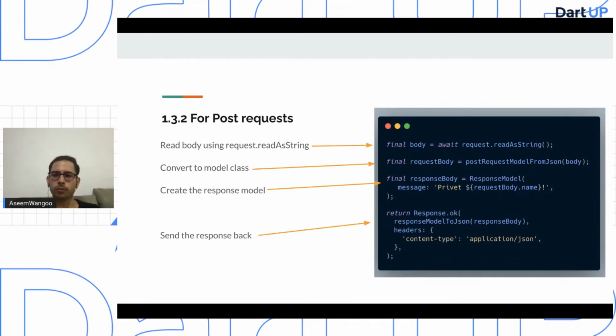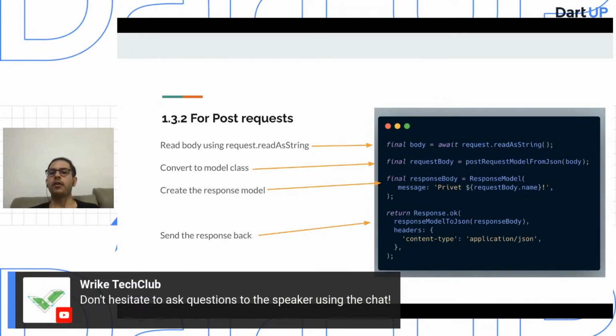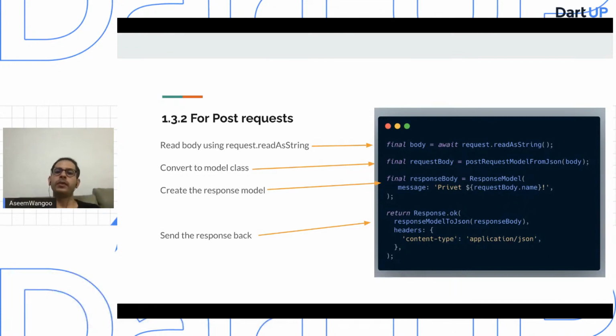We create a response model, which we expect to send back to the client. And this response model has only one parameter of type message, and we construct what we need to pass back to the client. And finally, this is instantiated in a variable called response body. Finally, this response body is converted to JSON using response model toJson. And we again specify, hey, client, the response type you expect is JSON. So we mention the content type to be application/json.